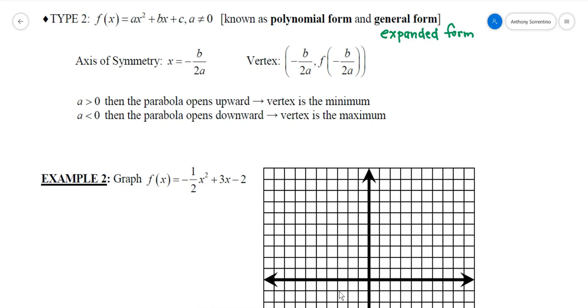Now, first of all, I still have an a value, which, if it's greater than 0, means it's opening upward and has a minimum. And if it's opening downward, a is less than 0, which means it's going to have a maximum. But the other thing that's different now, a is just the number in front of the x squared. So I use that to judge what's going on here. The axis of symmetry I can calculate by doing a formula, negative b over 2a.